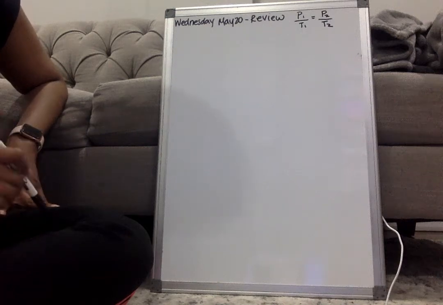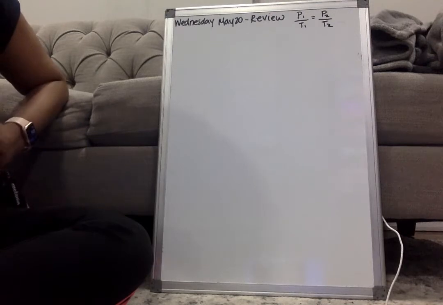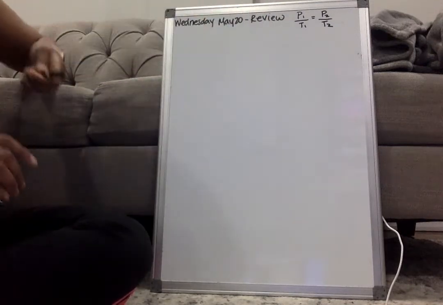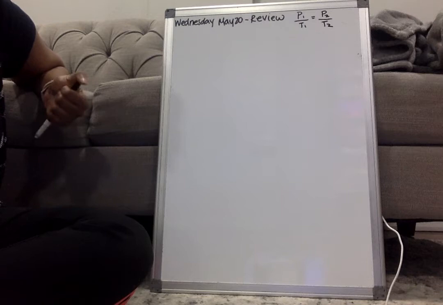All right, so I'll be reviewing Wednesday's May 20th assignment on Gay-Lussac's Law, Part 2. Up here we have Gay-Lussac's law, where the initial pressure divided by the initial temperature equals the final pressure divided by the final temperature.